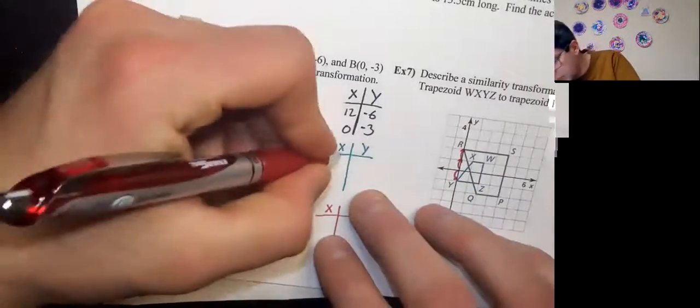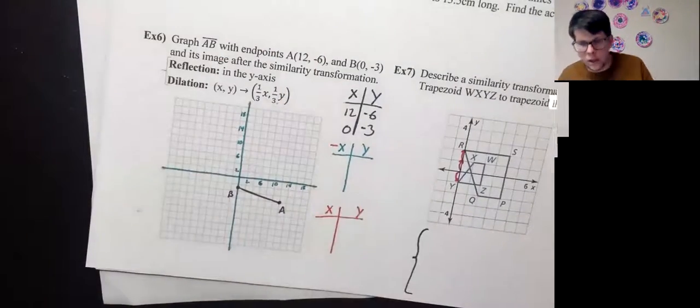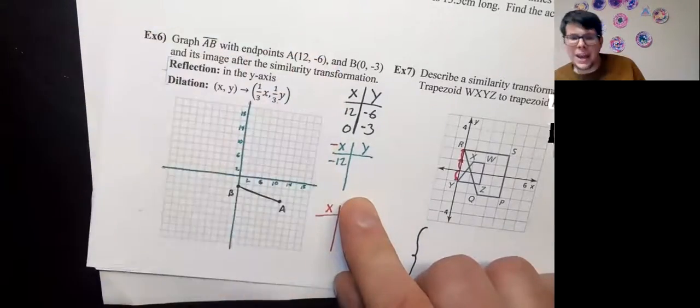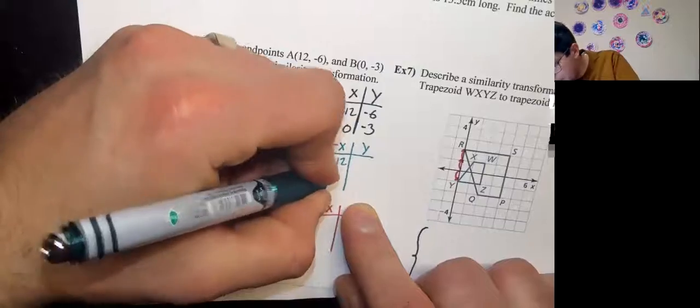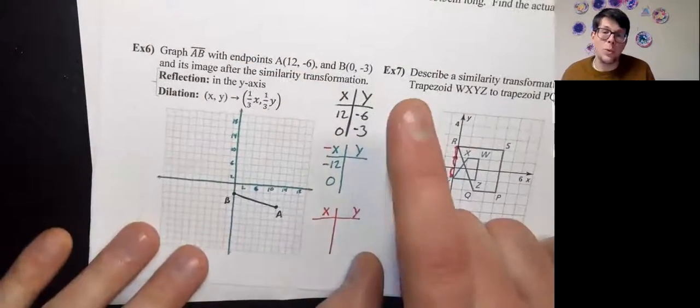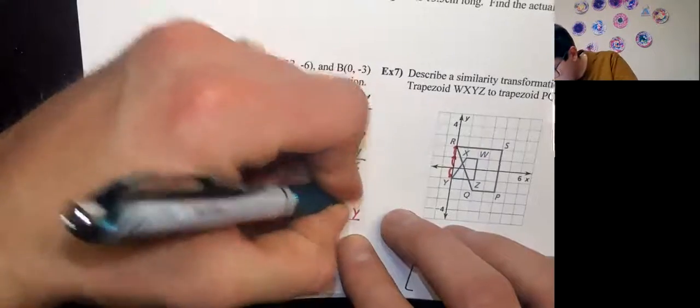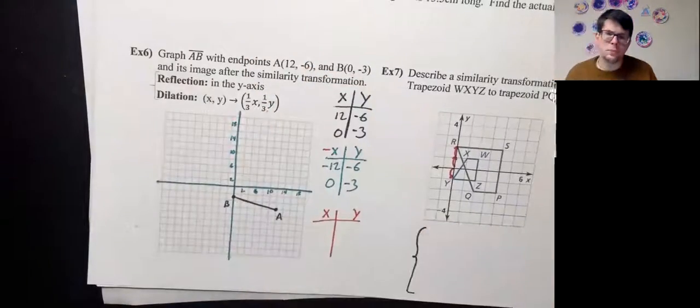That's not too difficult to do, so we should be able to do that pretty quickly. So my x values are now going to be -12, and you can't have a -0, so that one's going to stay the same. Now, for a reflection over the y-axis, the y values themselves actually stay the same, so we're going to keep those without changing them at all.